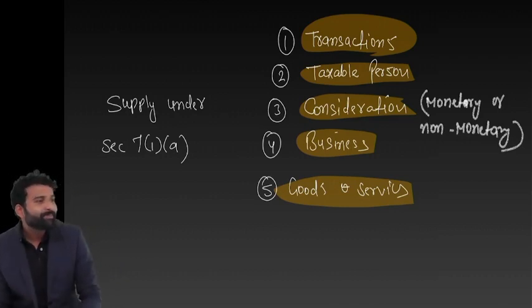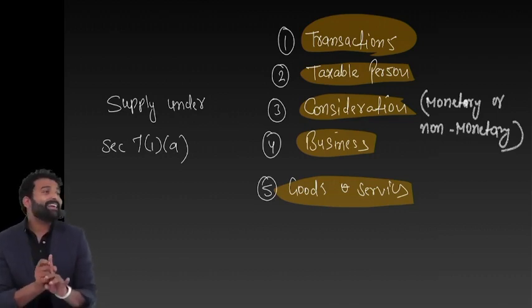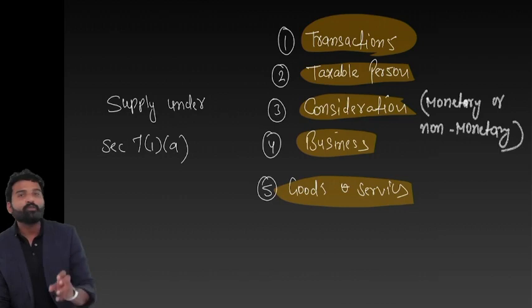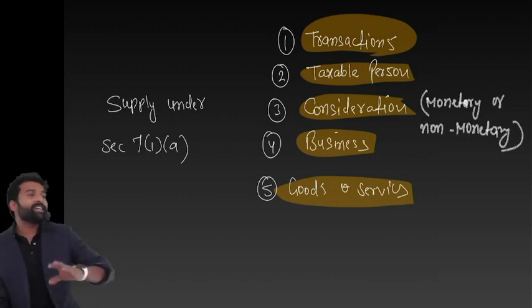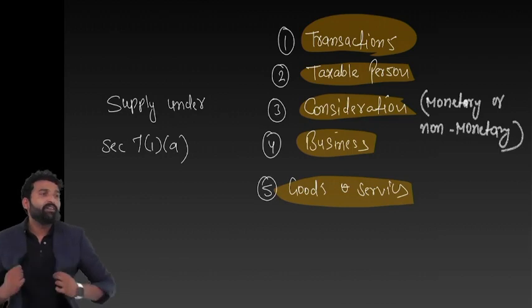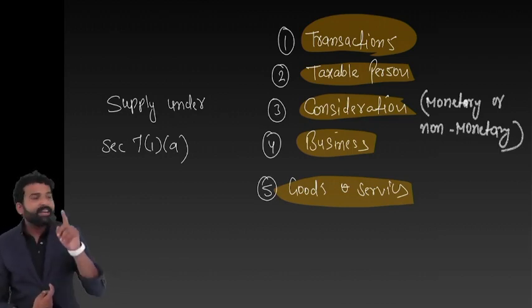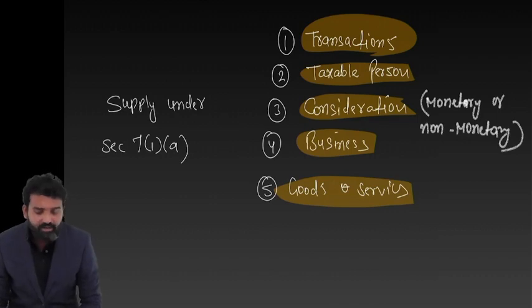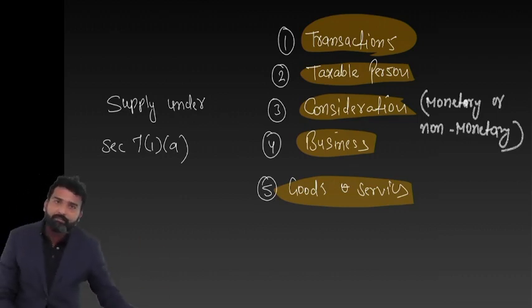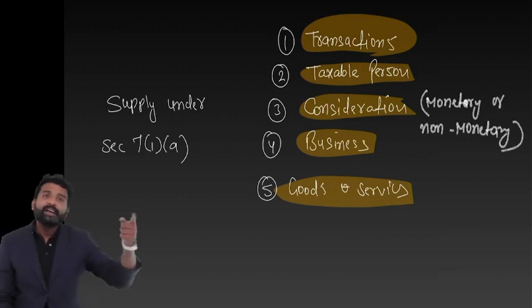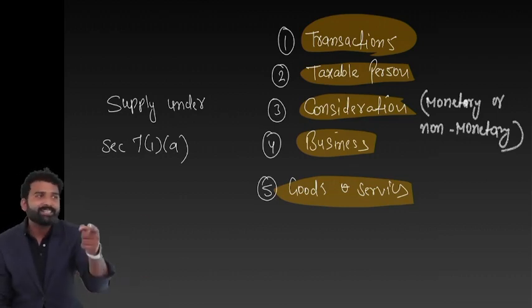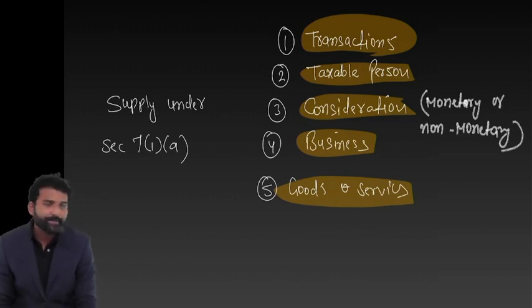First, it should be a transaction. Second, the transaction should be done by the taxable person. Third, there should be a consideration. Why consideration? Because right now we are discussing 7.1A. If it is Schedule 1, then I can say there is no requirement of consideration. But right now we are just discussing 7.1A, so there is a requirement of consideration. Fourth, there should be a requirement of business. And the fifth thing is there should be a requirement of goods and services. So if it's a transaction done by the taxable person for consideration in furtherance of business of goods and services, then I can say it's a supply under section 7.1A.